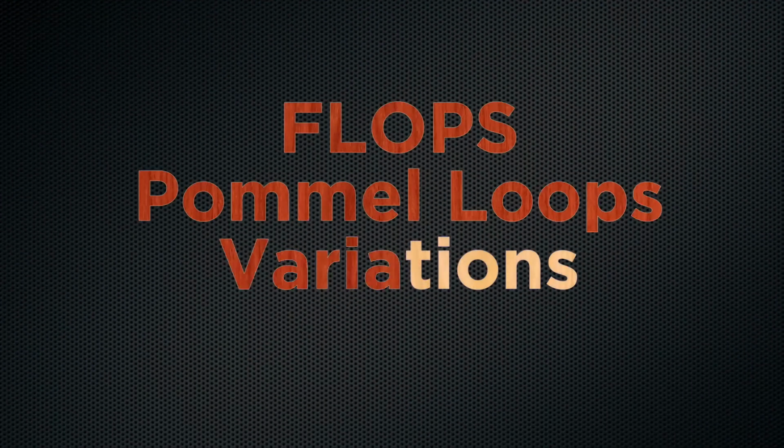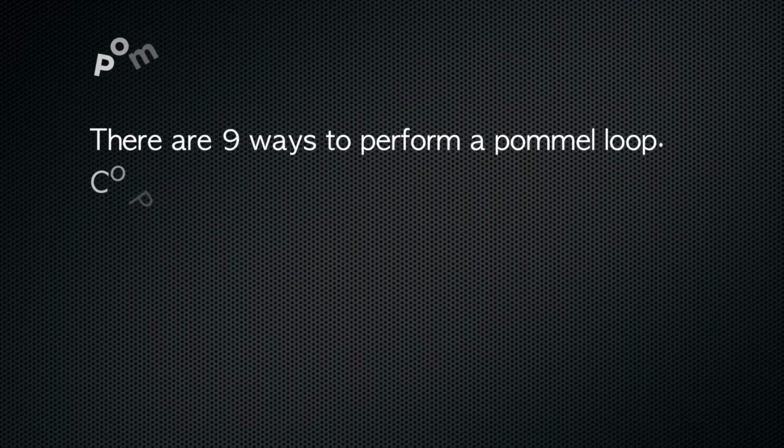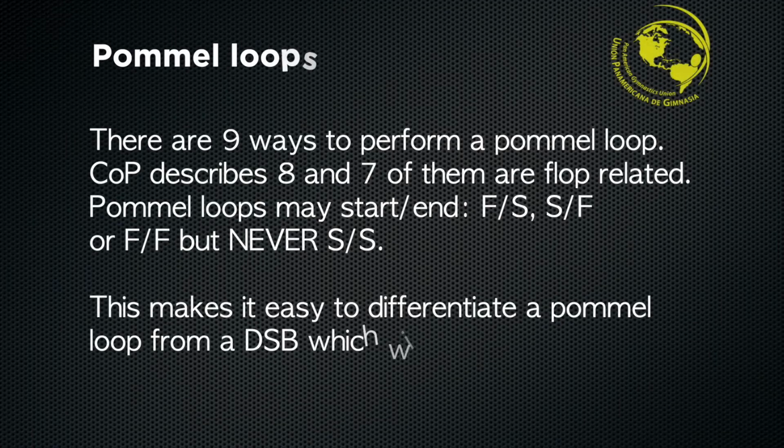Now that we have seen the Stockley B, we're going to talk about Pomeloops. There are 9 ways to perform a Pomeloop. The code of points describes 8 of them, and 7 are related to flops. Pomeloops may start and end from front to side, side to front, or front to front, but never side to side. Remember, this is a characteristic of the Stockleys, and that will make it easier for us to make a difference between Pomeloops and Stockleys.